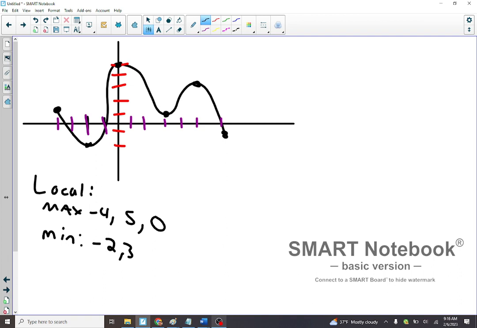3 and 6. I will ask for the absolute... We already kind of answered that. But the absolute max is 0 and absolute min is -2. The absolute max is at 0. The actual value of it though is 5. So just remember, if I ask for where it is, it's at 0. If I ask what the value is, it's 5.